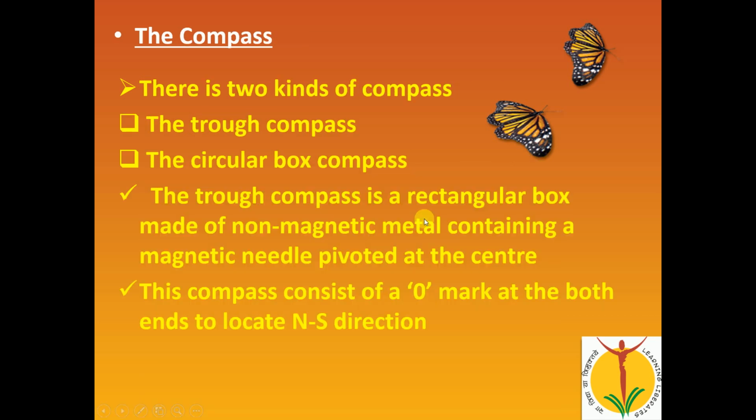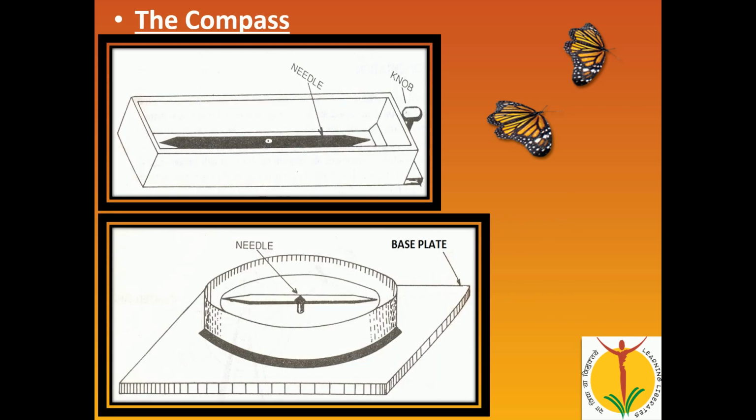The compass. There are two kinds of compass. First is a trough compass, and second is the circular box compass. The trough compass is a rectangular box made of non-metallic material containing a magnetic needle pivoted at the center. This compass has a zero mark at both ends to locate the north and south direction. This is a typical trough compass having the magnetic needle, which shows you the north and south direction.